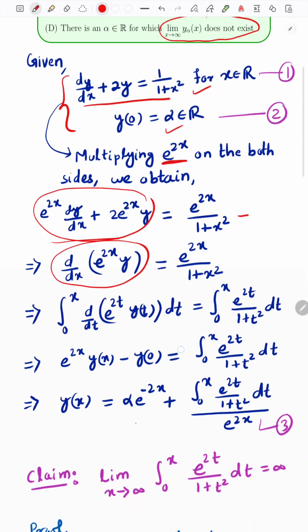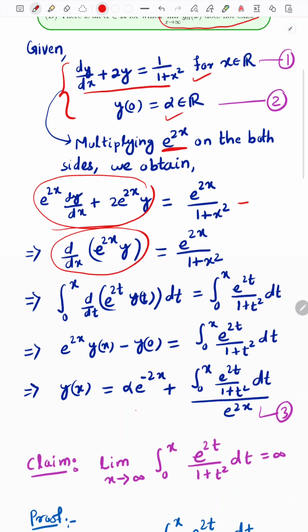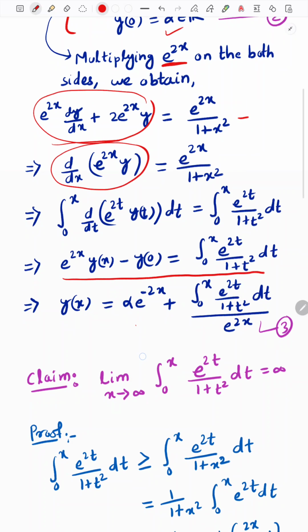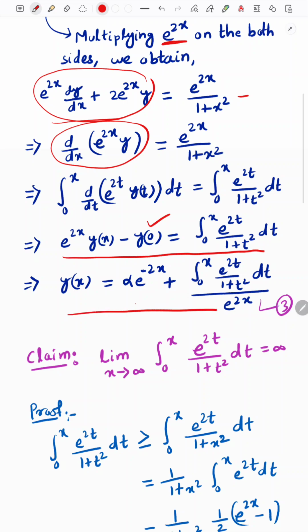Okay, so then we will take the integration from 0 to x on both sides. Then after applying the integration we will reach this identity, or equation. Here y0 is the value of the alpha, y0 is equal to alpha. Then we will move the alpha value to the right hand side, then we will divide by e to the power 2x on both sides, then we will reach this equation 3.